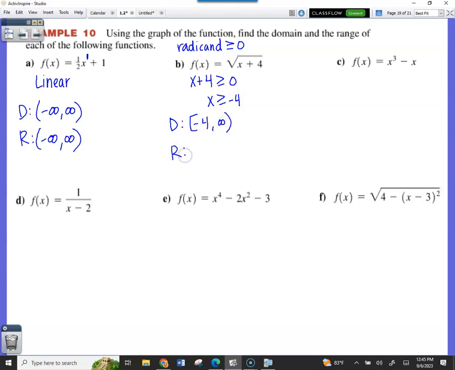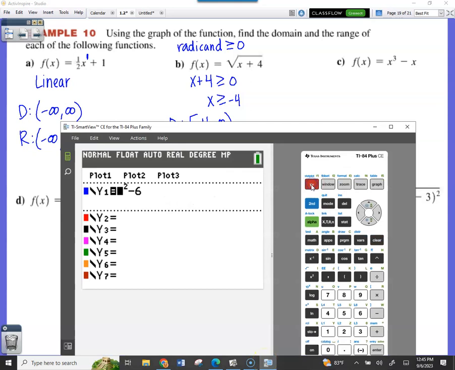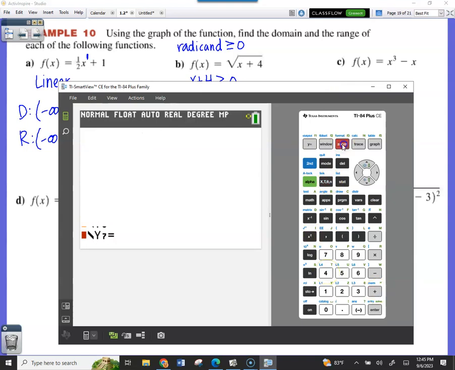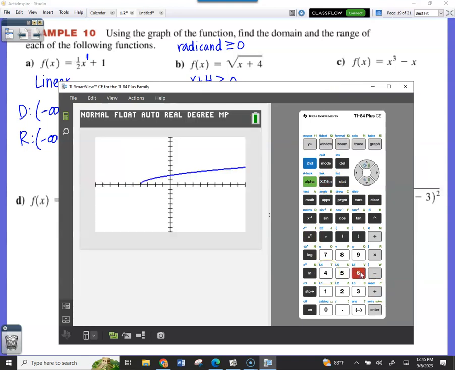Now I'm going to figure out the range by graphing it in here. To graph it in your calculator, this one's square root, so this one you already know. I was thinking of absolute value. Square root x plus 4. Zoom 6. Now turn your head sideways and ask yourself what y values are covered. So that's right here, and it's going to positive infinity. Do you see that?